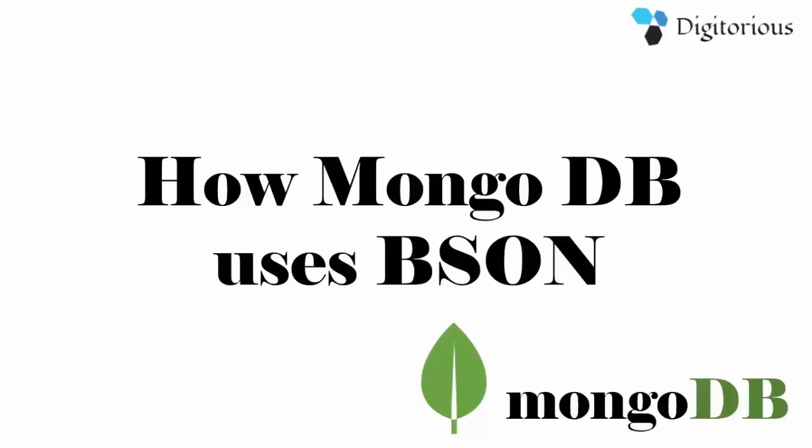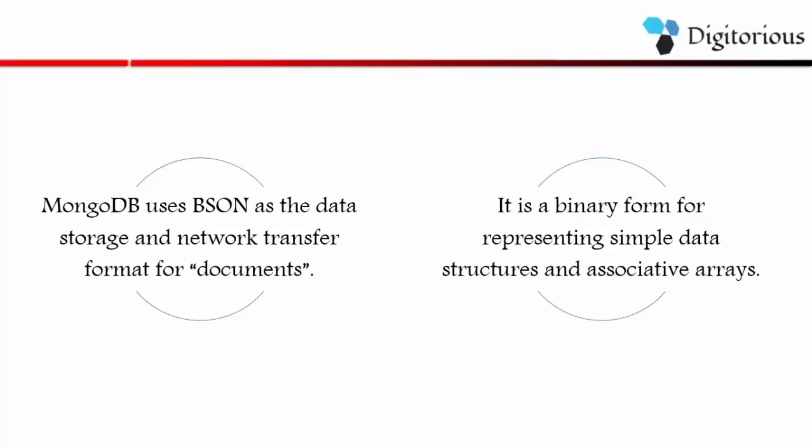In this video, we will discuss how MongoDB uses BSON. BSON is used in MongoDB as data storage and network transfer format for documents. BSON is basically a binary form that represents simple data structures and associative arrays that are called objects or documents in MongoDB. As compared to JSON, BSON is designed to be efficient both in storage and scan speed.